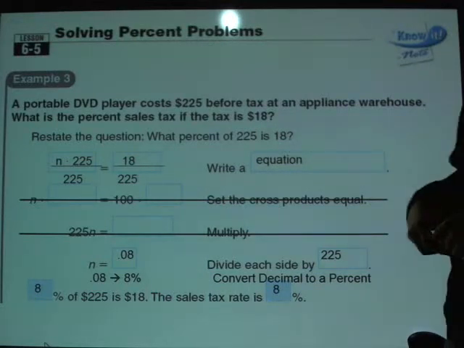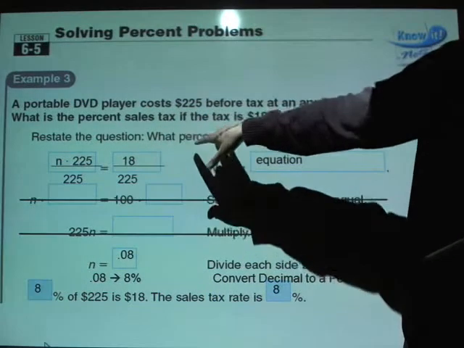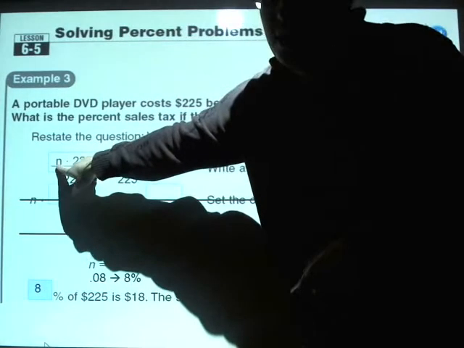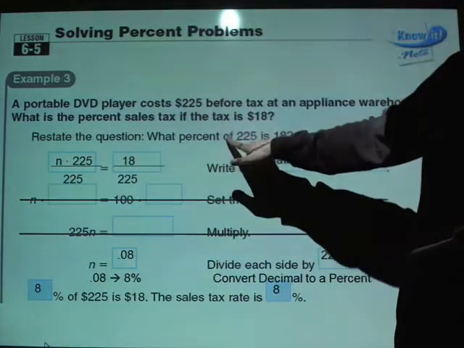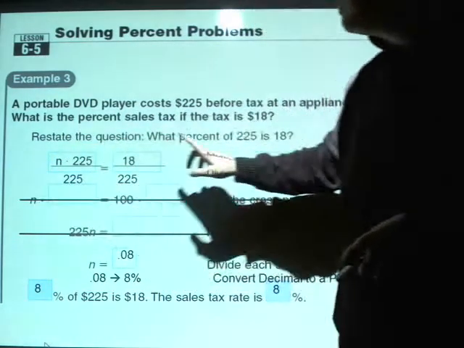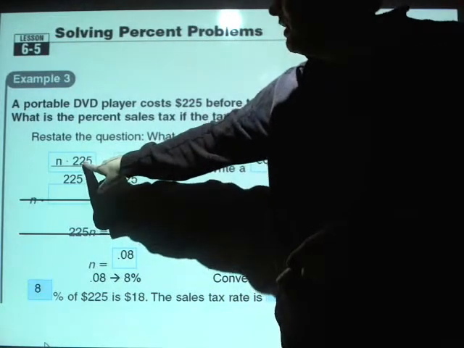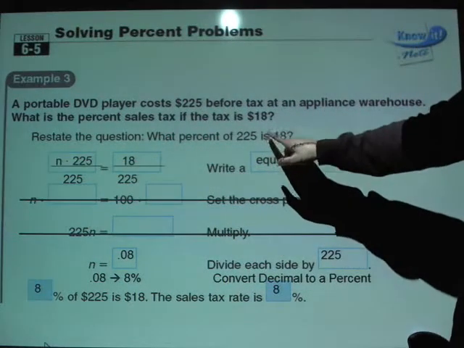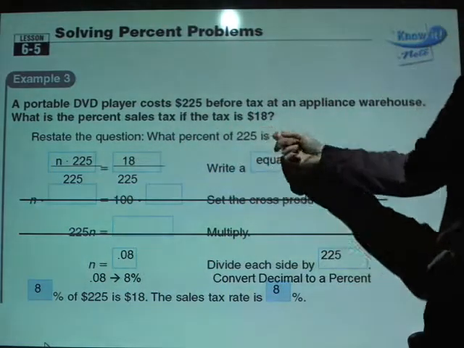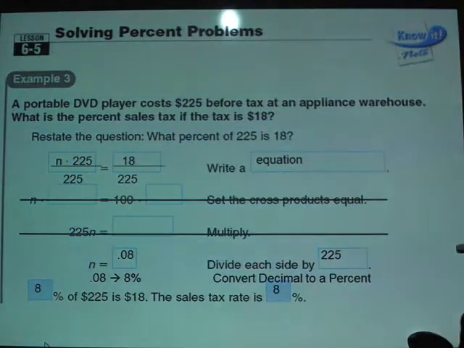So we're going to start off and we're going to translate it. Starts off here with our what statement. Again, the what statement is always your variable. So the what percent, that's where they pick the variable n there. Of means multiplication, so the next thing I write is a times sign. 225 translates as 225. Is is the presence of your equal sign, so we're doing that next. And then 18 translates as 18. So I've got n times 225 equals 18.